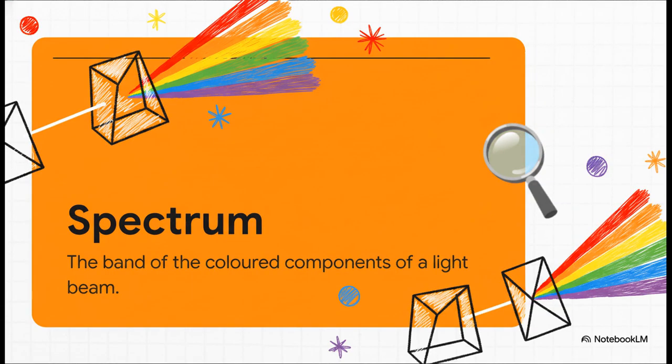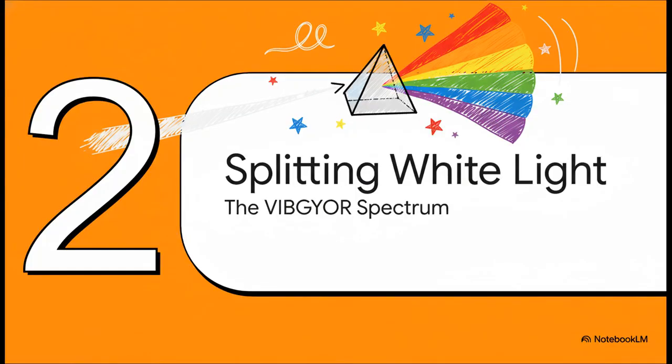And what about the result of dispersion, this beautiful band of colors that comes out from the prism? Well, that is called a spectrum. So, you see, the process of dispersion of white light produces a spectrum. These are two very, very important words for you to remember. So, the most crucial point here is that white light isn't just one color. It's actually a mixture of many different colors all blended together.